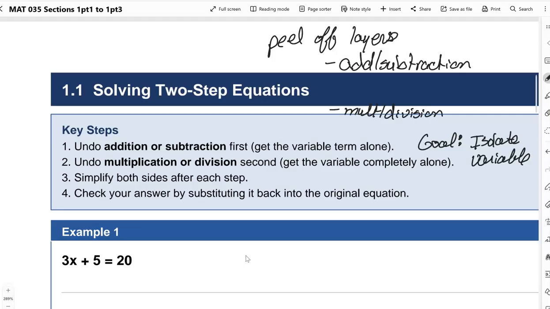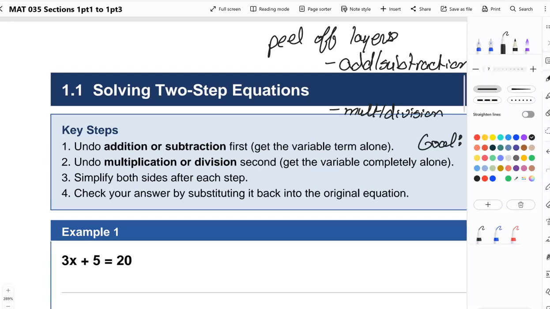With the two-step equation, we're going to see the variable multiplied or divided by something, and then that term is going to be added or subtracted to something else. I want you to think about an onion, and we're going to peel off layers. The first layer we're going to peel off is whatever is added or subtracted. Remember, we're always thinking about this idea of using opposites.